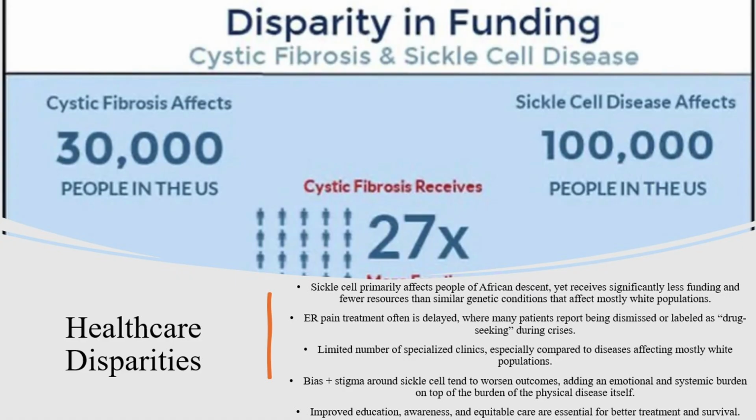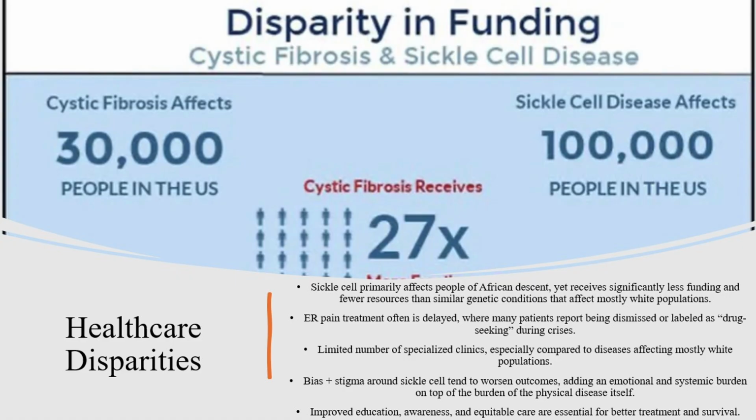Here are some comparisons. There are about 30,000 people in the United States that have cystic fibrosis, whereas there are about 100,000 people that have sickle cell disease in the United States. And yet, cystic fibrosis receives 27 times more funding per patient. That gap is not just a number, it affects everything: research progress, access to specialists, and how quickly new treatments get developed.